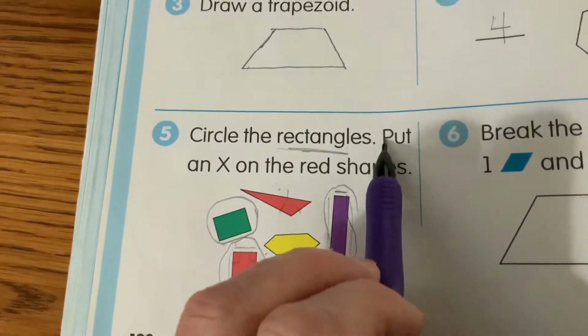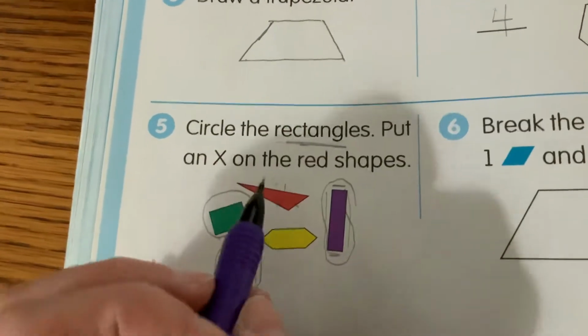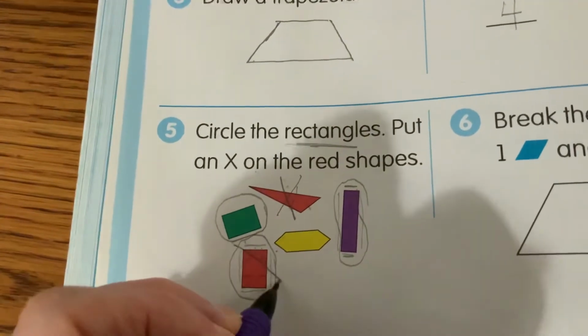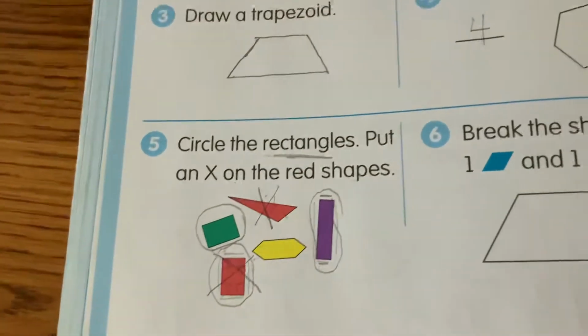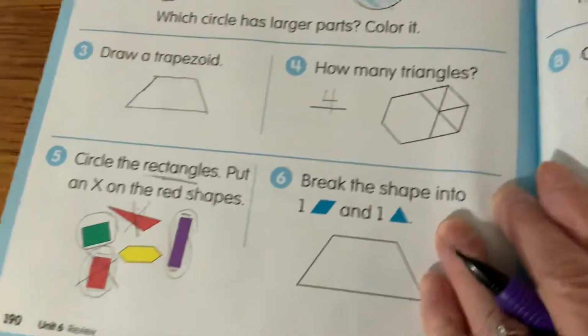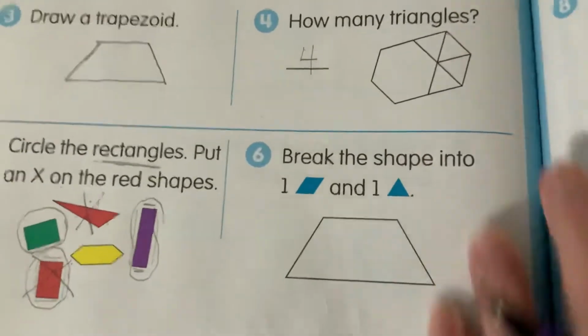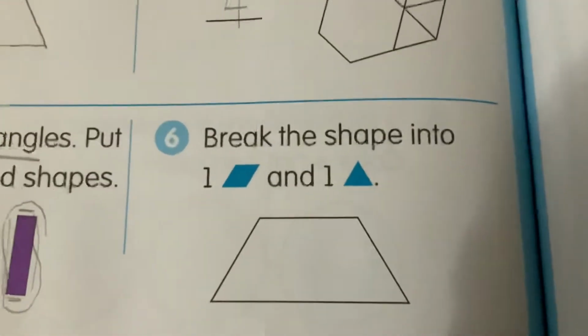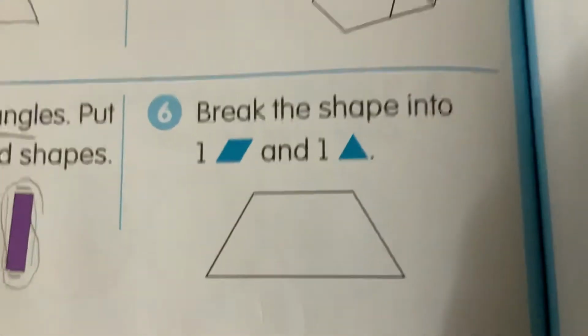Then it says, put an X on the red shapes. So, and remember, red is not an attribute that describes a shape. It just happens to be an attribute that makes us choose a shape, or it helps us to sort shapes into colors.